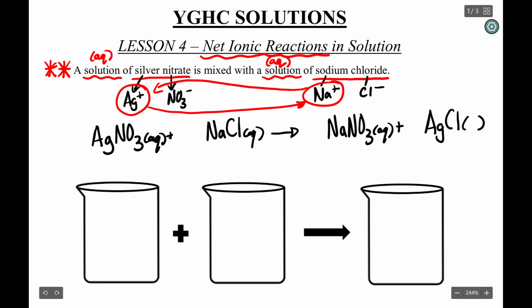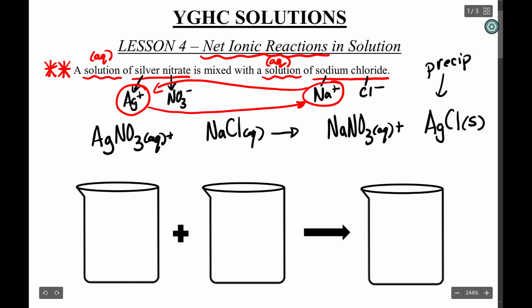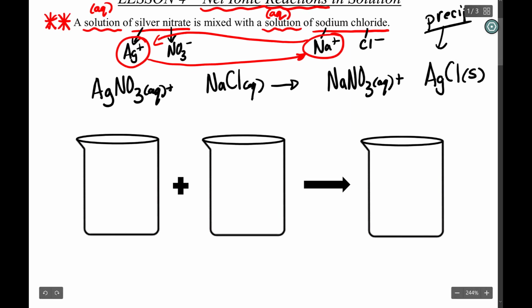But I have to check the solubility of this. Now silver is notoriously insoluble with a lot of stuff, and it is insoluble with chloride, so this is going to be solid, and this would be called a precipitate. Essentially, it's going to form a solid that would sink to the bottom of the beaker. So that's what I'm going to do right now. I'm going to show you what this would look like at the molecular level.